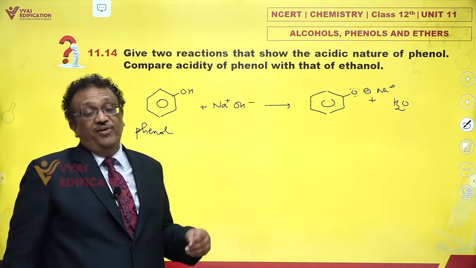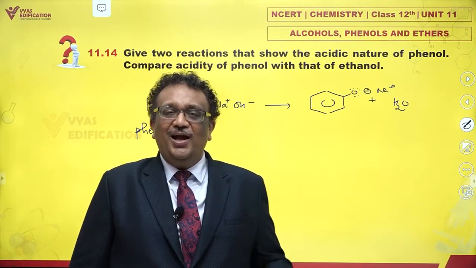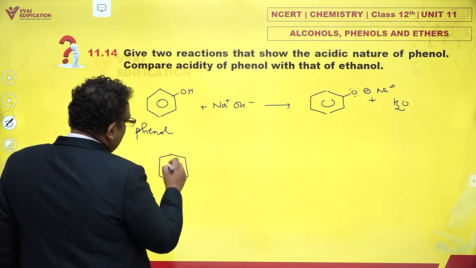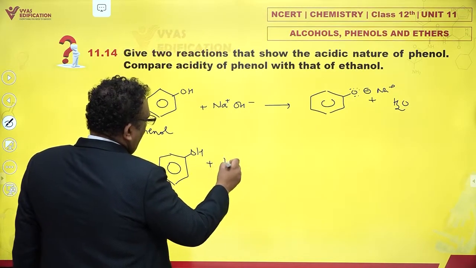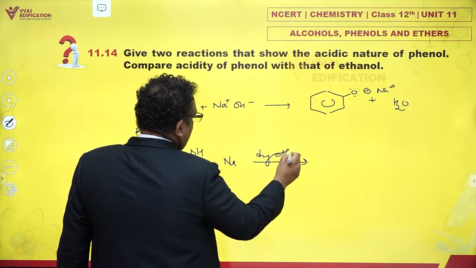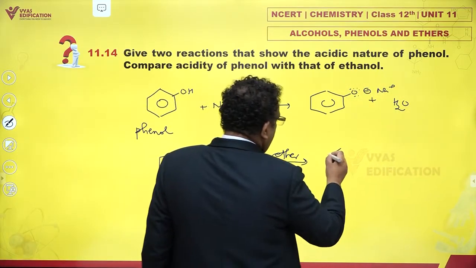The second is a very classical test of acidity for any organic compound. Just add a piece of sodium and watch. If you have any substance like phenol and you add metallic sodium in dry ether, what happens? You get bubbles of hydrogen.